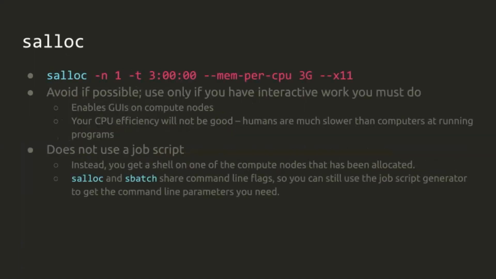Okay, so salloc is the other main way that you'll interact with Slurm. So here's an example command with salloc. Salloc does not have job scripts, so all of those comments in that job script, we actually need to pass in as command line flags. You can see there that -n1 is asking for 1 CPU core with 1 task. That -t is asking for 3 hours. And I'm asking for 3 gigabytes of memory per CPU. Now I only have that 1 CPU, so I'll only get 3 gigabytes of memory in total.